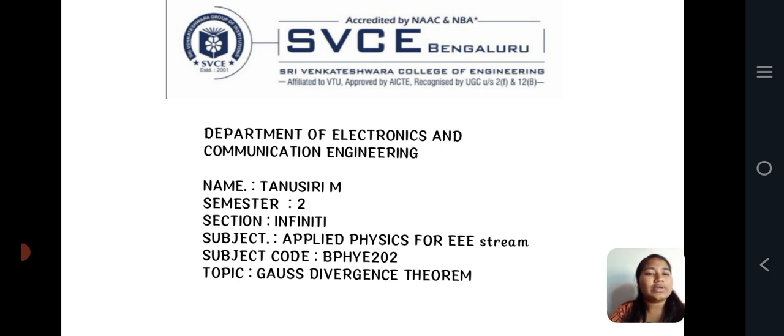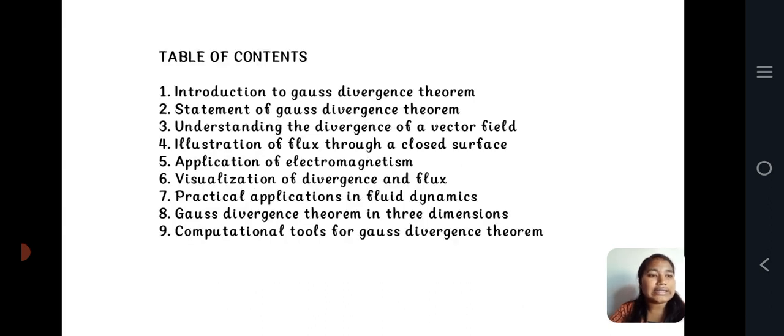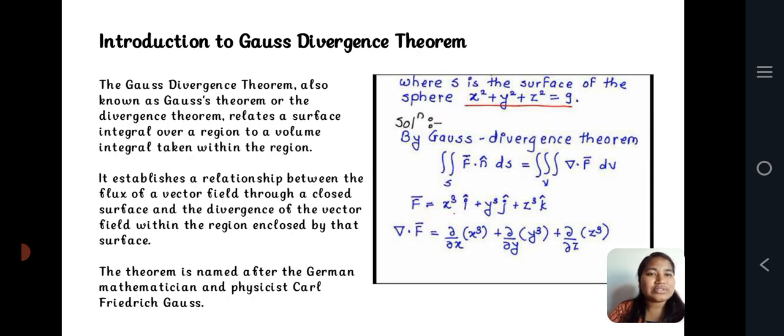And today the topic is Gauss divergence theorem, for the subject applied physics for EEE stream, and the subject code is BPHY202. The table of contents we are going to discuss in this video is introduction to Gauss divergence theorem, statement of Gauss divergence theorem, understanding the divergence of a vector field, illustration of flux through a closed surface, application of electromagnetism, visualization of divergence and flux, practical applications in fluid dynamics, Gauss divergence theorem in 3 dimensions, and computational tools for Gauss divergence theorem.